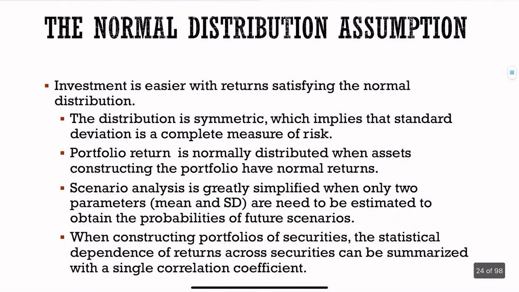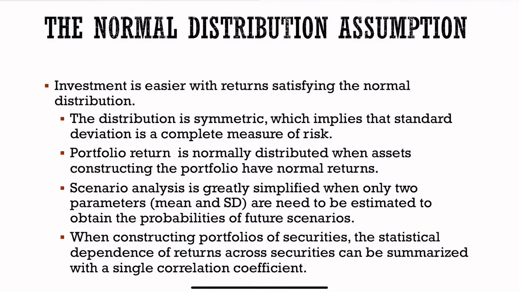And why do we prefer symmetry? Well, because if distribution is symmetric, then standard deviation is a complete measure of risk. At this time, this first reason is actually ambiguous, because you might not know why standard deviation is a complete measure of risk. You will see this in the near future. So let's just first state the first reason here. And now let's move on to the second reason.